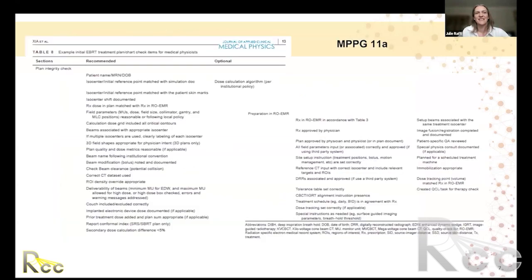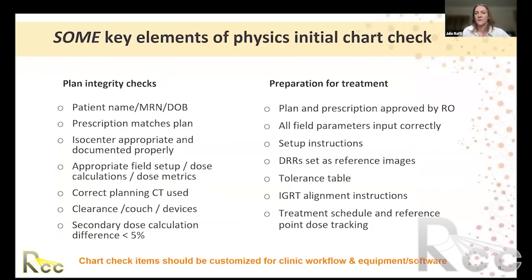As I mentioned, these lists are very long. There's a lot of different components included. I'm just going to highlight a few of these, but they're coming from this MPPG 11A. So I'll show you on the next slide just a highlighted few. Again, these are some of the key elements of the physics initial chart check. We have 2 main categories: checking for plan integrity, making sure you have a high quality treatment plan, and then checking for preparation for treatment, making sure that the plan is ready for treatment delivery on the treatment machine.